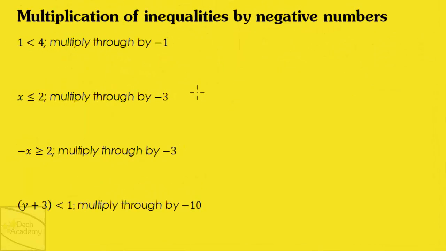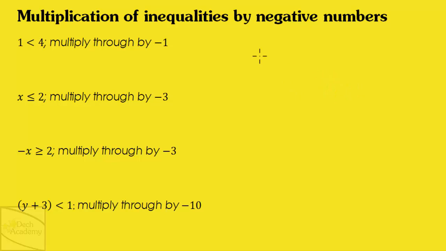This video deals with the multiplication of inequalities by negative numbers. And just before we go into that, I'm going to give you an example of an equation like x equals 2. Now, if this equation were to be multiplied through by minus 1, the left hand side term will be multiplied by minus 1 to give minus x, and the right hand side term will be multiplied by minus 1 to give minus 2.